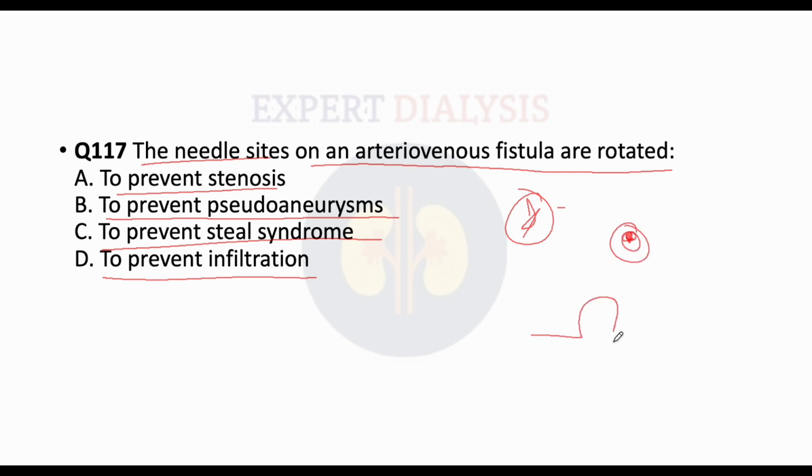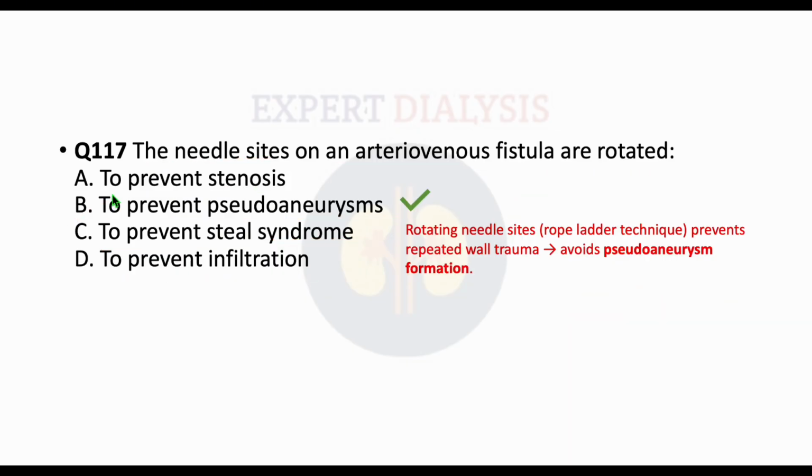A pseudoaneurysm. The skin will become very thin at that particular area, and it will bulge out, making an aneurysm, pseudoaneurysm, false aneurysm. So here the skin is very weak and it can further lead to damage of the fistula. So that's why, to prevent pseudoaneurysm, we rotate the needle site. Now, the rotating needle site technique is also known as rope ladder technique, and this prevents wall trauma, avoids pseudoaneurysm formation.